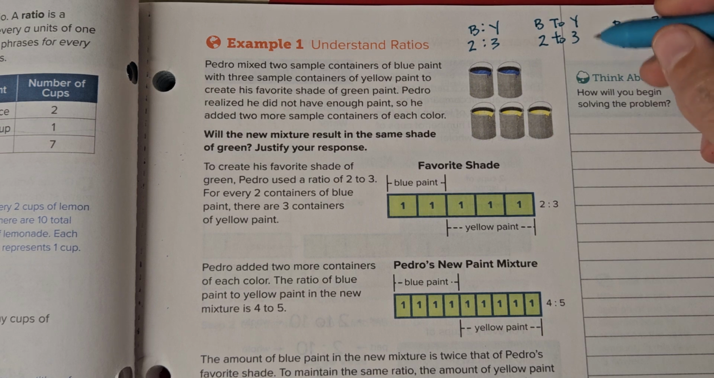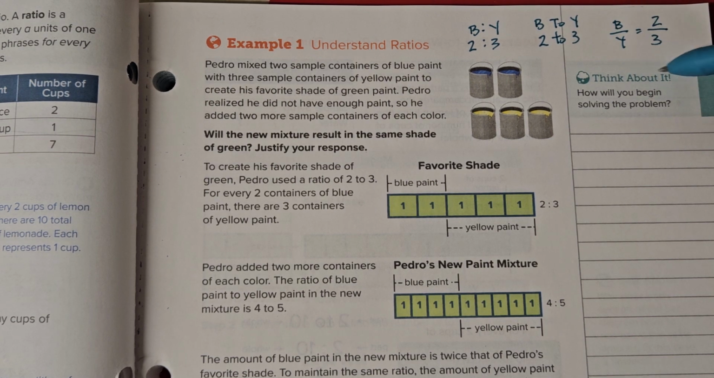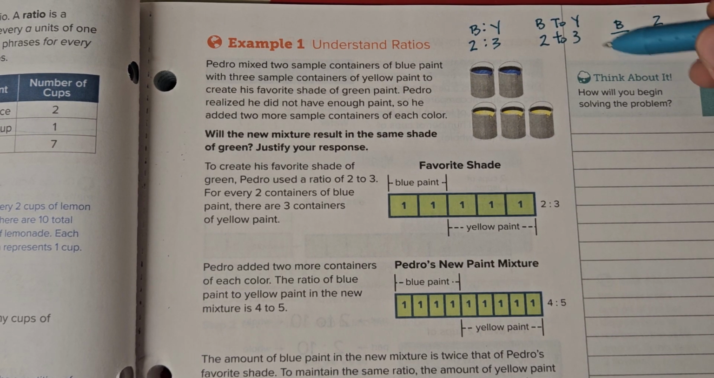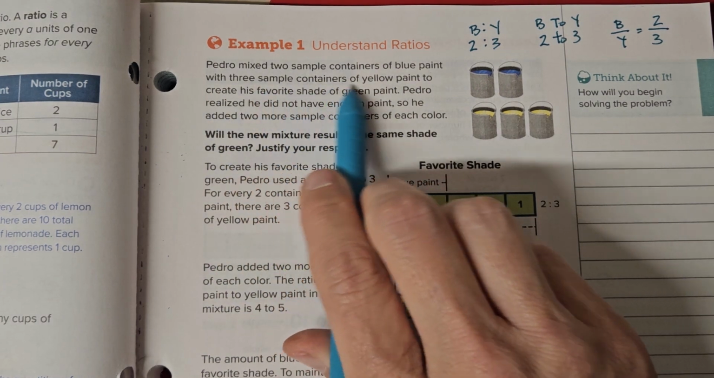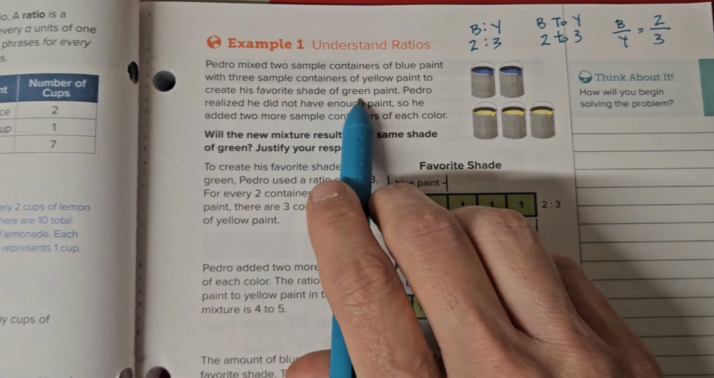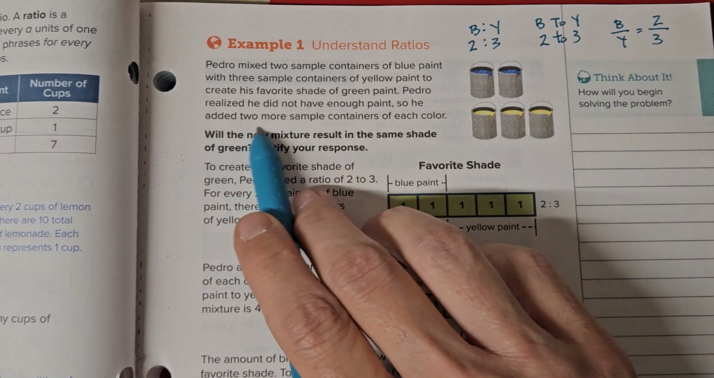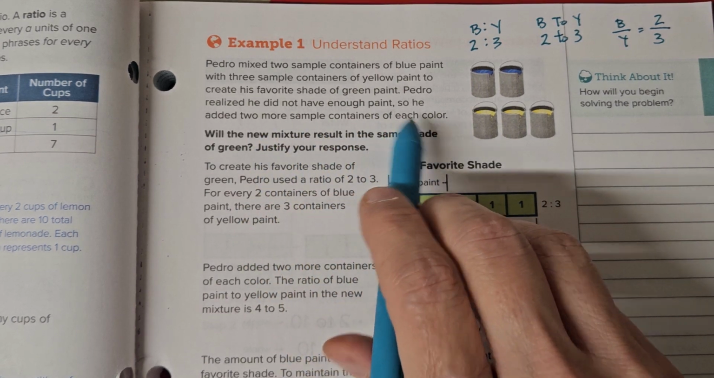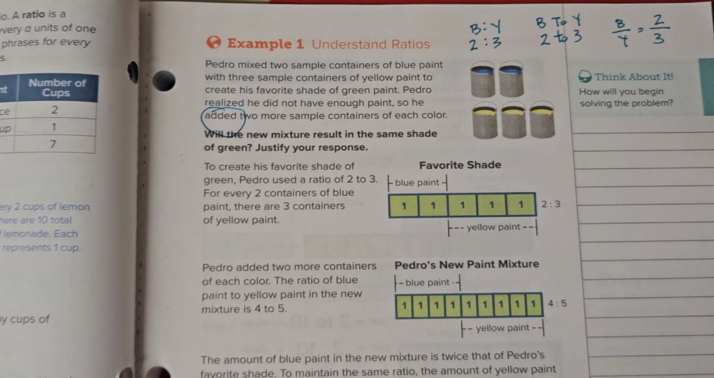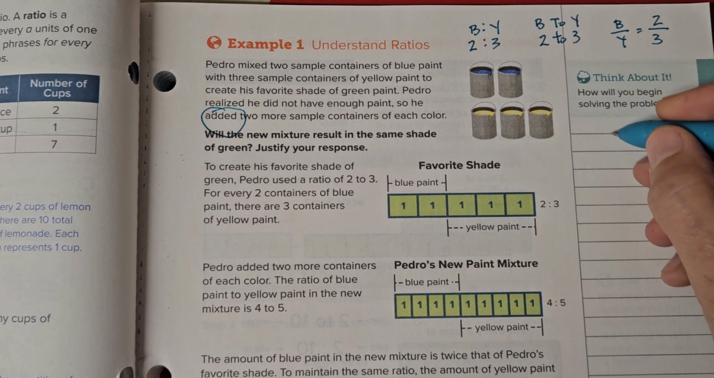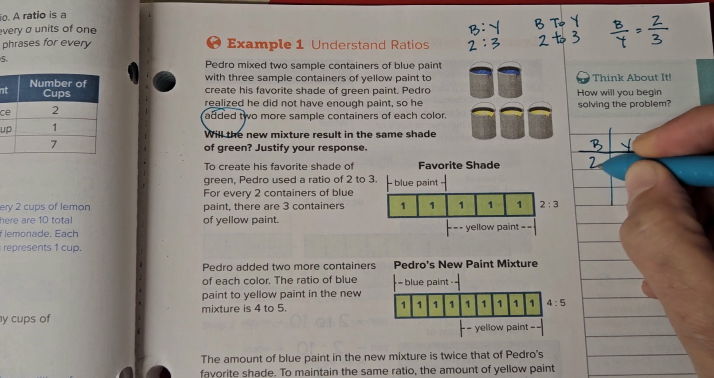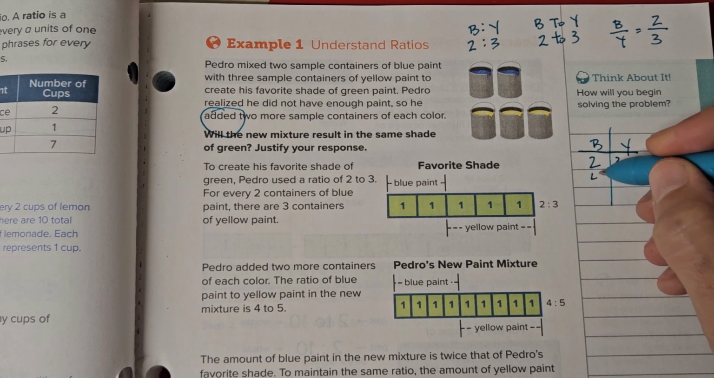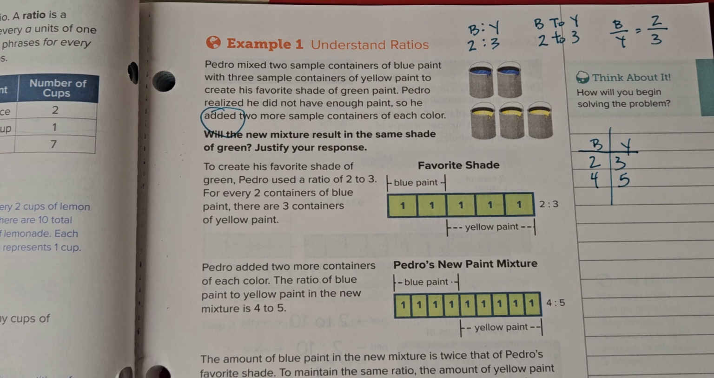And this is the representation I'm really going to push towards as we get later on in the module, because this is what we're going to use when we go to fractions. And ratios and fractions are super closely related. So anyway, Pedro mixed these containers of paint to create his favorite shade of green. Pedro realized he did not have enough paint, so he added 2 more sample colors to each color he added. So let's move this down here and say blue, yellow was 2 to 3. And then he added 2. So 2 plus 2 is 4. 3 plus 2 is 5.